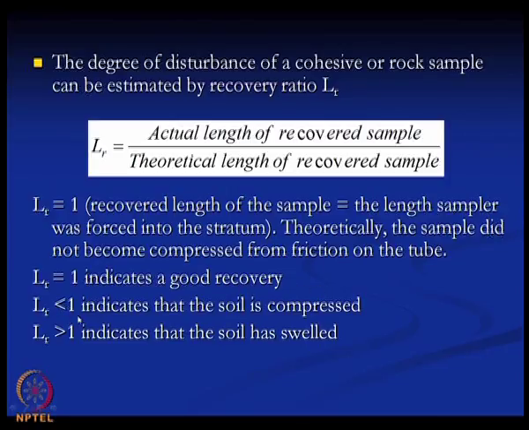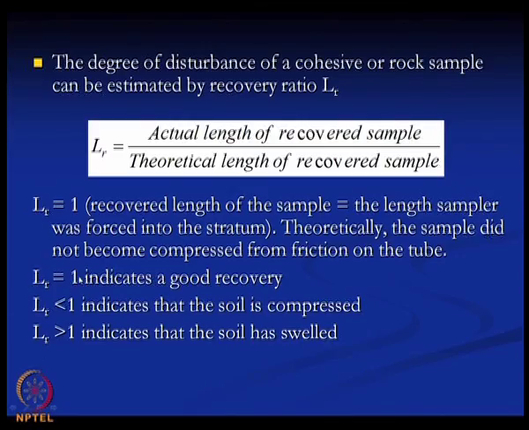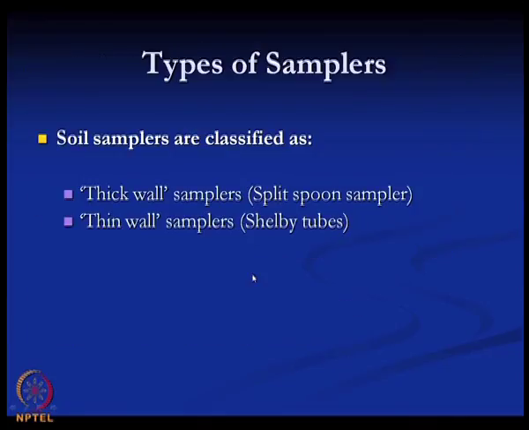If LR is less than 1, it indicates the soil is compressed, and if LR is greater than 1, it indicates the soil has swelled. So, a good sample is one where LR is equal to 1. Otherwise, either the soil is compressed if LR is less than 1, or it is swelled if LR is greater than 1. In both of these cases there is disturbance, whereas if LR is equal to 1, there is less disturbance. So, what are the different types of soil samplers?